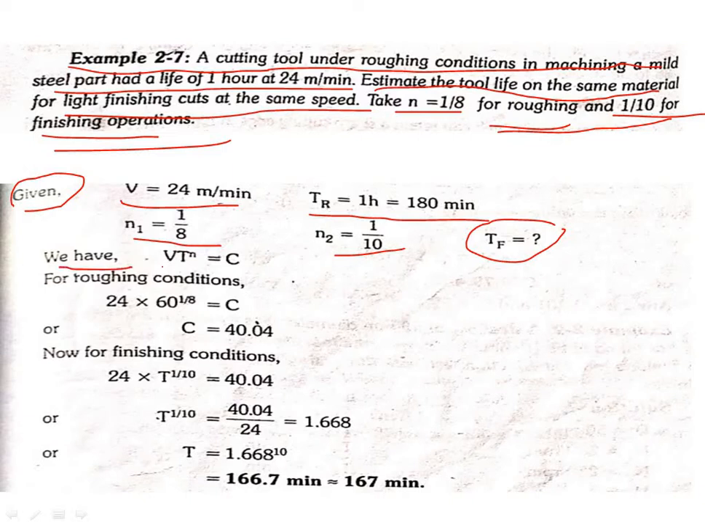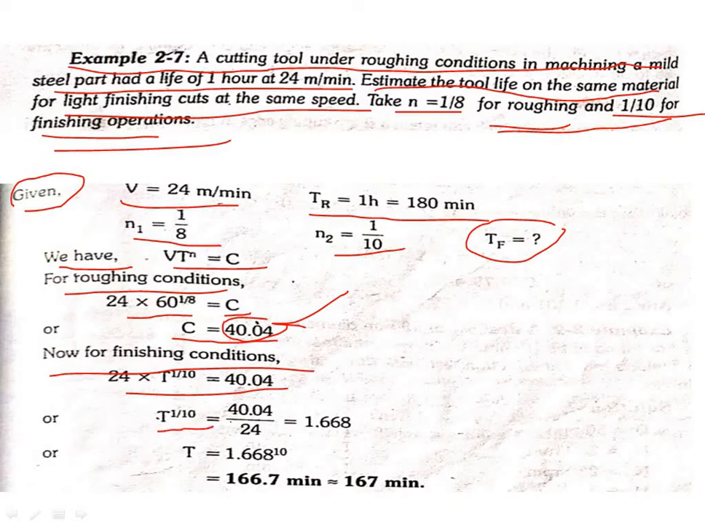We know that V T raised to n is equal to C. For roughing conditions, 24 into 60 raised to 1 by 8 is equal to C. So you will get C value, that is 40.04. Now for finishing conditions, this was for roughing conditions, C is equal to 40.04. So now we are solving for finishing conditions. 24 into T raised to 1 by 10 is equal to 40.04.